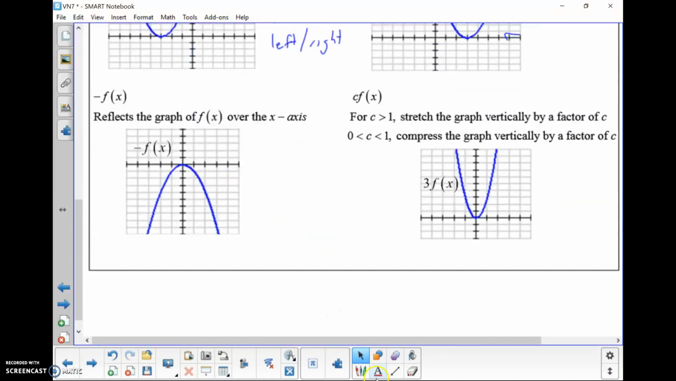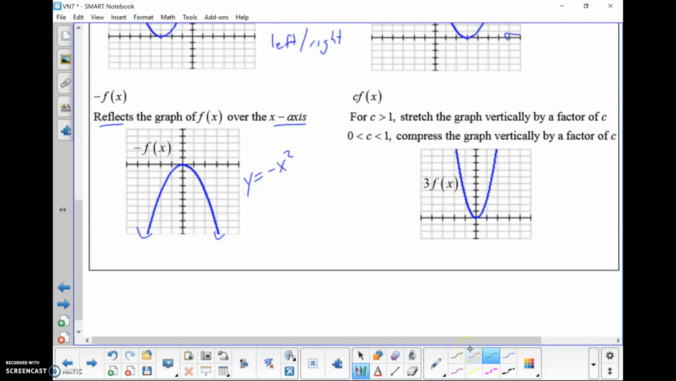For reflections, we're really only going to talk about one basic reflection here, and that's reflecting over the x-axis. And when you reflect over the x-axis, it's because you throw a negative in the front. So if instead of x squared, you do negative x squared, that reflects it over the x-axis, and so it goes flipped upside down. That's the only reflection you need to know about.